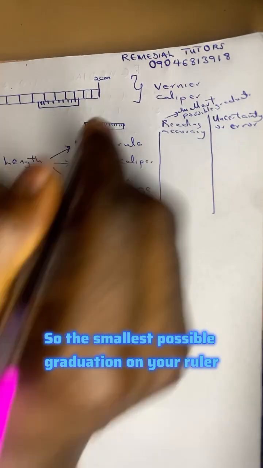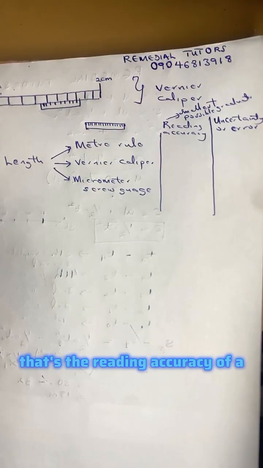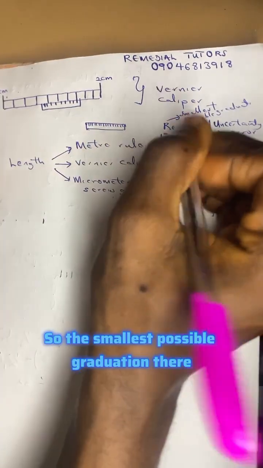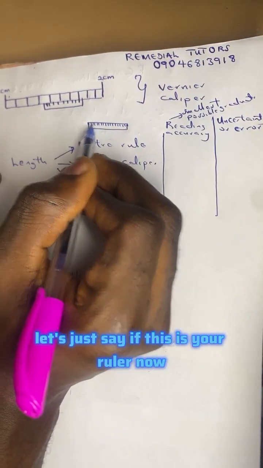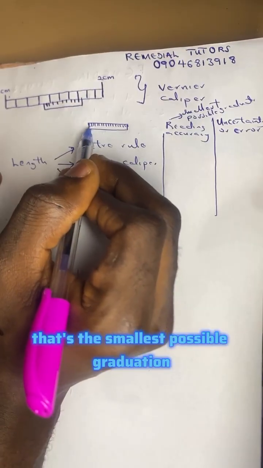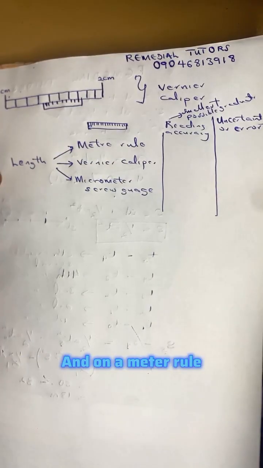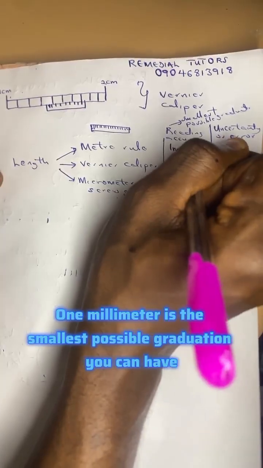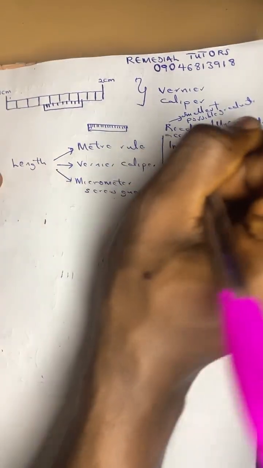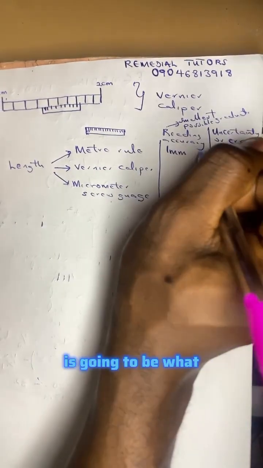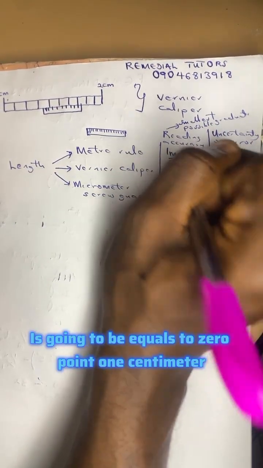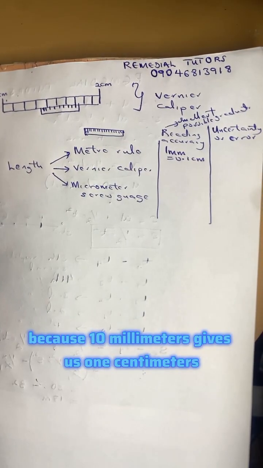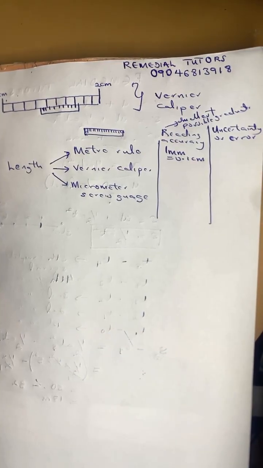So the smallest possible graduation on your ruler, that's the reading accuracy of a meter rule. Let's just say if this is your ruler now, from here to here, that's the smallest possible graduation. And on a meter rule, it is usually 1 millimeter. You can go and check your ruler. 1 millimeter, to convert it to centimeters, is going to be 0.1 centimeter, because 10 millimeters gives us 1 centimeter.